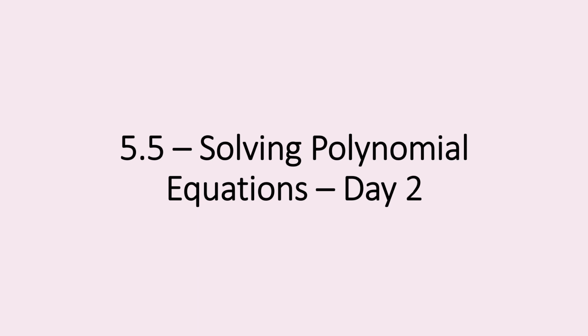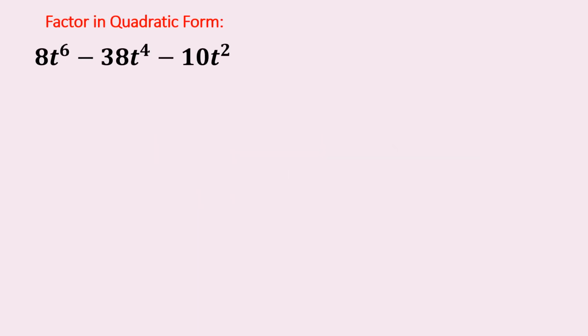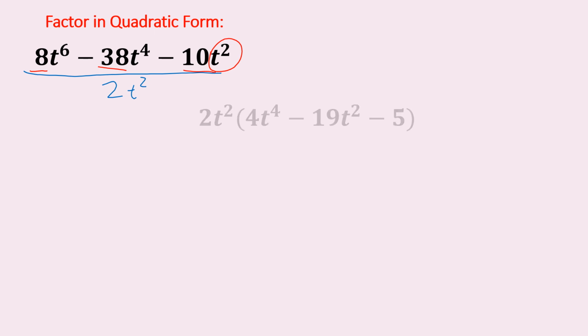Section 5.5, Day 2, this is going to continue with some of the more advanced factoring methods. So here we have the polynomial 8t to the 6th minus 38t to the 4th minus 10t squared. As always, we want to start off by looking to see, is there a GCF? 8, 38, and 10 have a number in common. It's a 2. They also all have at least 2 t's. Our GCF is 2t squared. Divide everything by that 2t squared to find out what's left over on the inside of the parentheses.